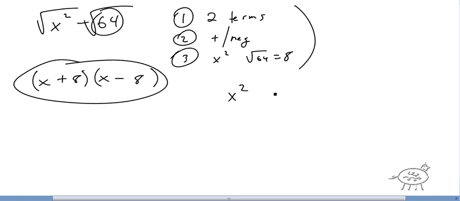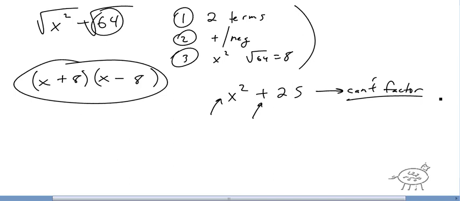X squared plus 25. Alright, so it's got 2 terms, so that's good. One's positive, one's negative. Oh, that's not true. Okay, they're both positive. And if they're both positive or both negative, well, the negative we're going to get to later. But if they're both positive, that's it. You can't factor. Can't factor. And that's what you want to write on there. Can't factor. Okay, but you have to recognize that.